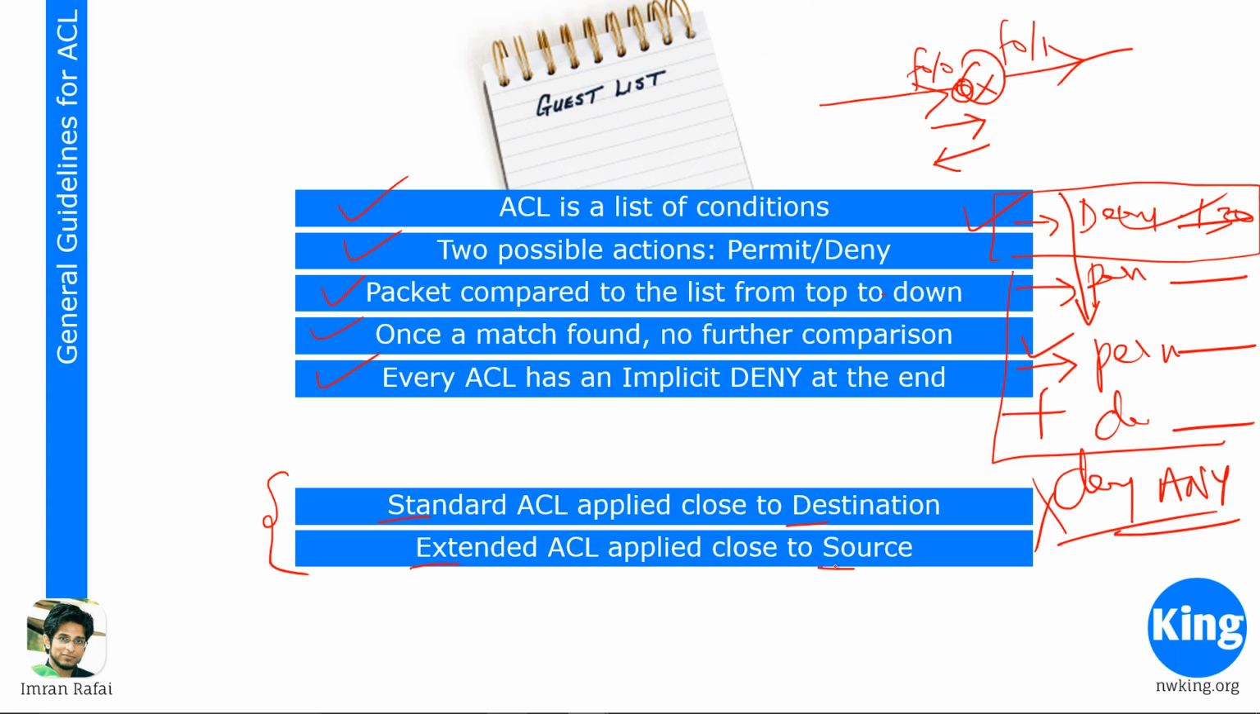This is something I recently read. You cannot have two S's in either of these statements. So "standard at source", you can see there are two S's. That is wrong. Standard is at destination, extended is close to the source.